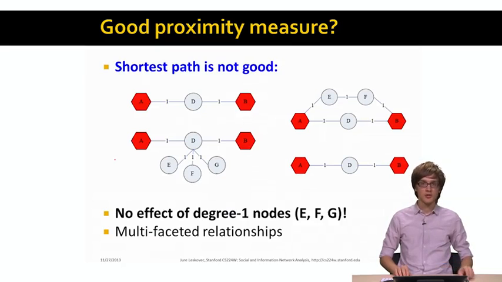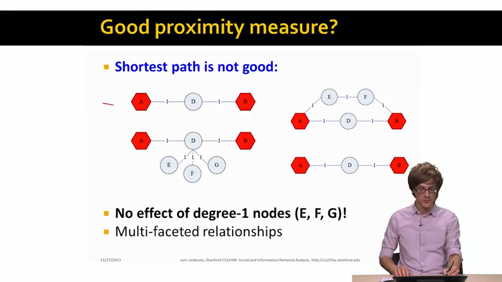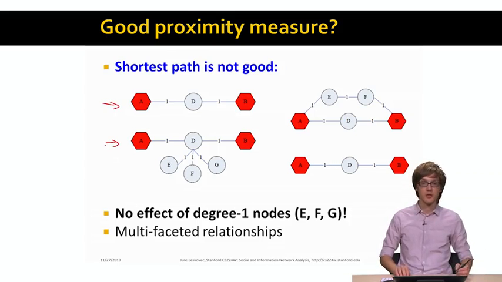One way how to do this would be to use the shortest paths. So the problem with shortest paths is that, for example, in these two different cases, the shortest path computation would give me the same value. The distance between nodes A and B is the same, even though in the second case, we could say because of all these dangling nodes, the proximity between A and B is smaller than in the first case.